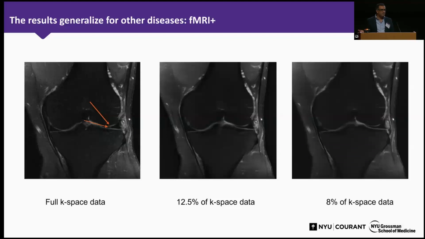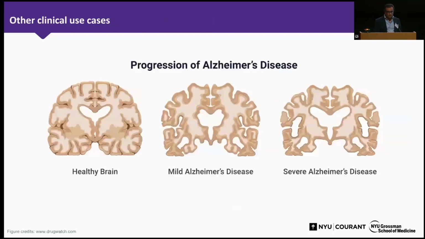We also tried the same technique on other problems, specifically the fastMRI data set, and showed that the results generalize to other pathologies and other anatomies. But in general, there are other clinical use cases, as Andrew mentioned, where you can use such a technique and it can really change the game in how we surveil or screen patients and stuff like that.